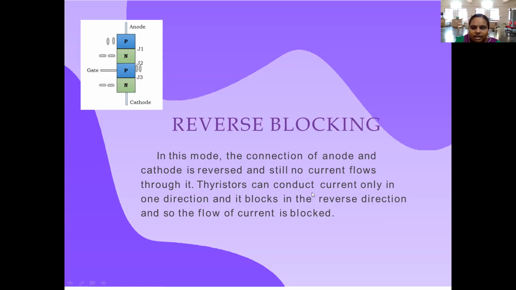Thyristors can conduct current only in one direction and it blocks in the reverse direction. Only in one direction it is possible, but when it's coming from the N terminal here, again reverse. It's not going to flow there. Reverse direction, and so the flow of current is blocked. That's what we call reverse blocking.